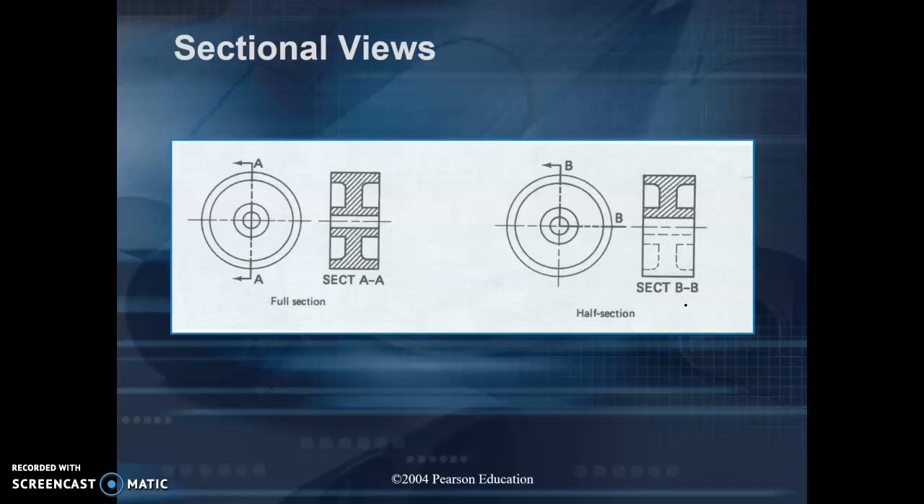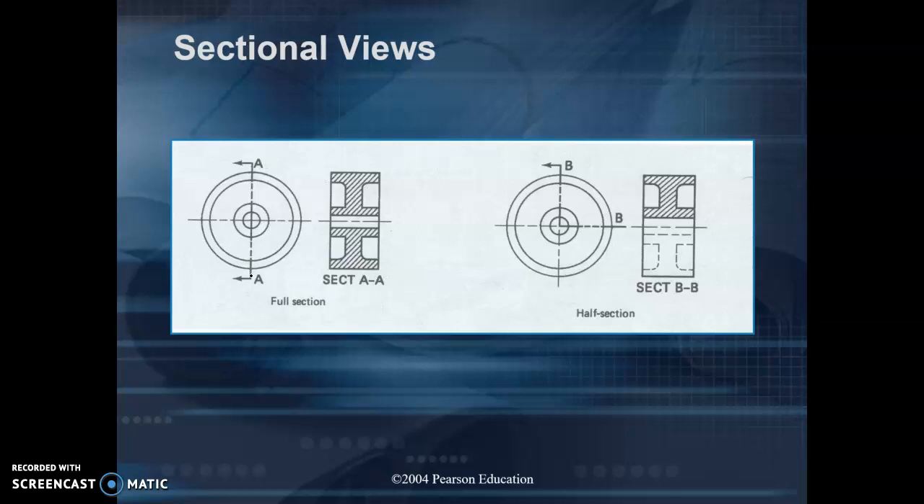So we can see here in this half section example, the top half is a section. We see these diagonal section lines indicating where there is solid material that has been cut through. And in the bottom half, we see it without the section lines. We see it as we would just a regular side view with hidden lines indicating the features that are internal to the part. Over here we have a full section view.